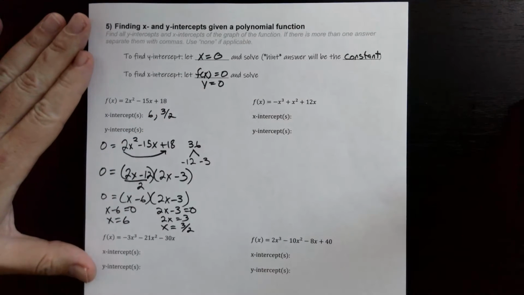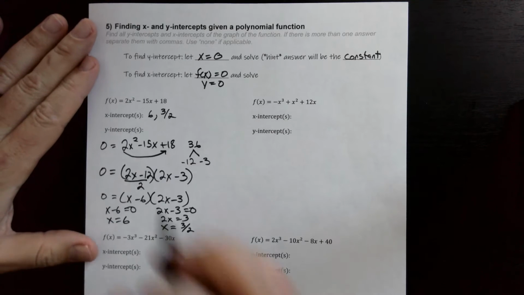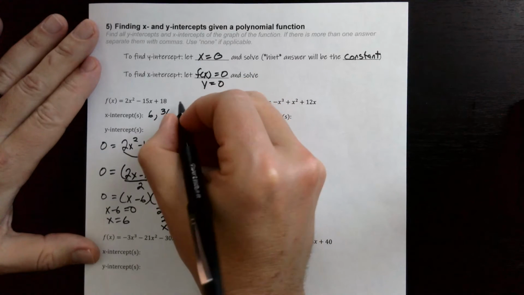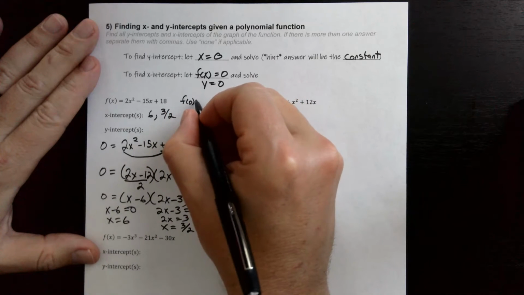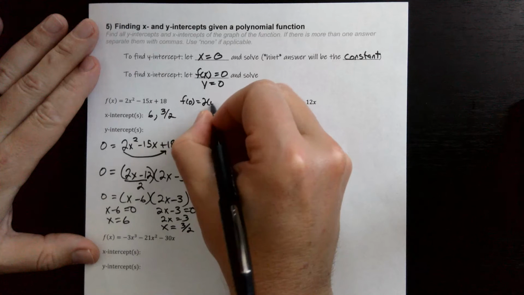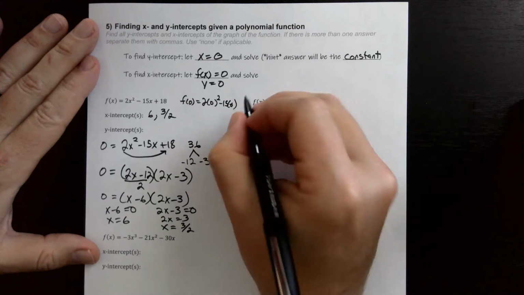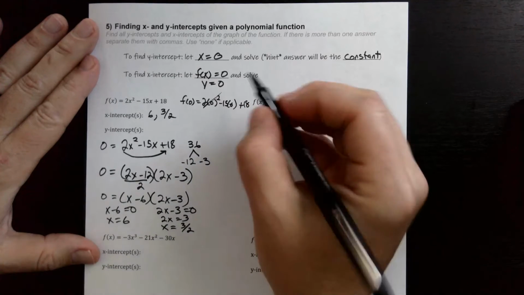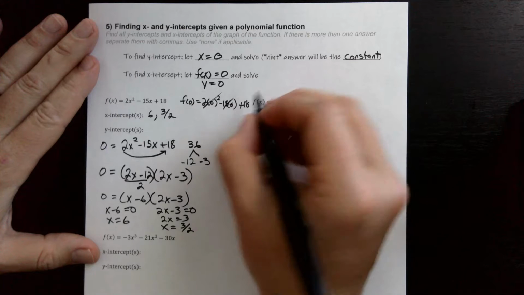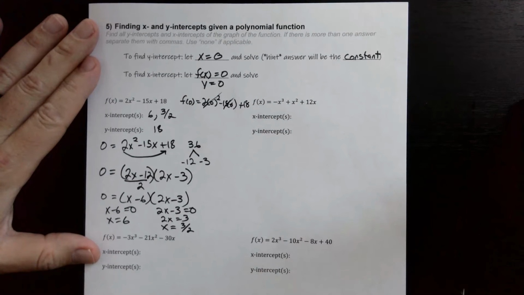Now for the y-intercept, you make x equal to 0. That means we're plugging in a 0 here. So f of 0 is equal to 2 times 0 squared minus 15 times 0 plus 18. This term goes away because it's got a 0 in it. This term goes away because it's got a 0 in it. The only number that's left is the 18. So our y-intercept is y equals 18.